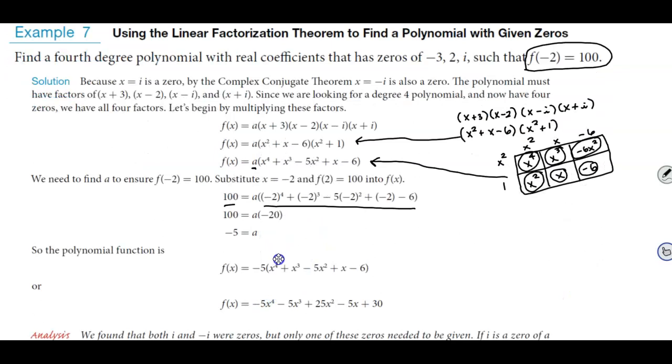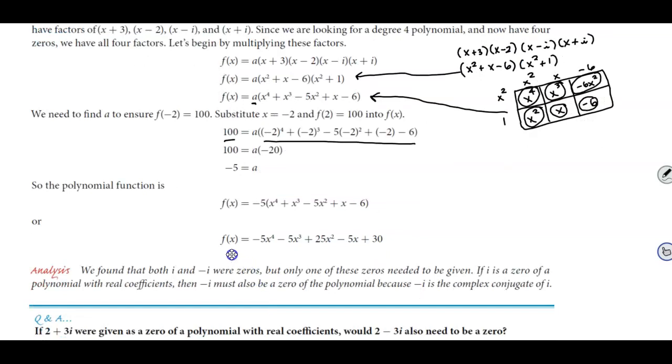And now we can plug that back into our function. So now rewriting what we got in this last step, we can substitute a to be negative 5, and then x to the fourth plus x cubed minus 5x squared plus x minus 6. And then if we distribute the negative 5 to each term, we end up with the polynomial f of x, which is equal to negative 5x to the fourth minus 5x cubed plus 25x squared minus 5x plus 30.